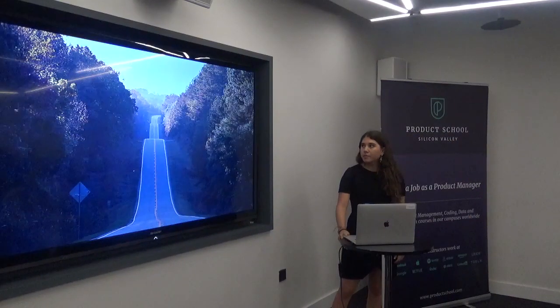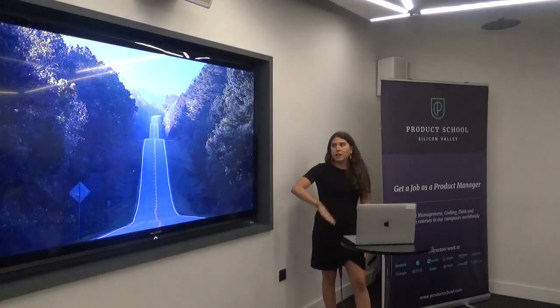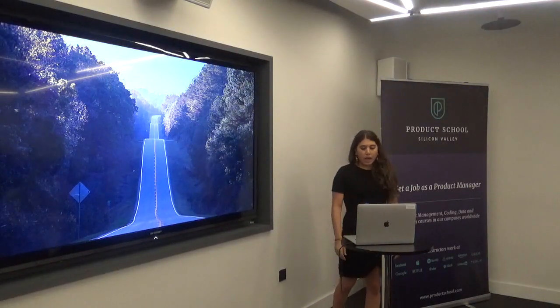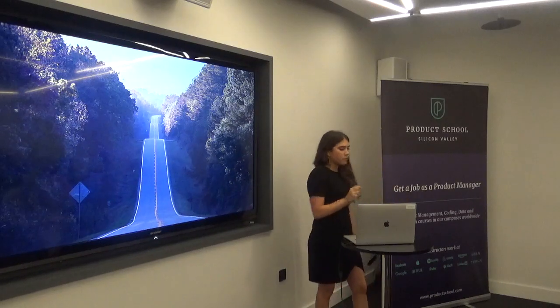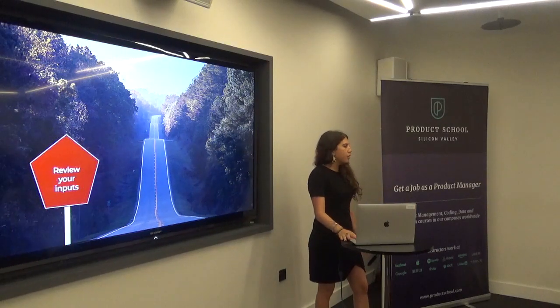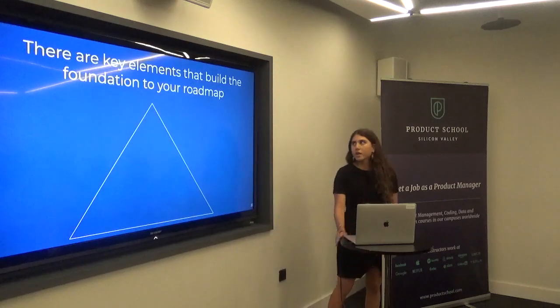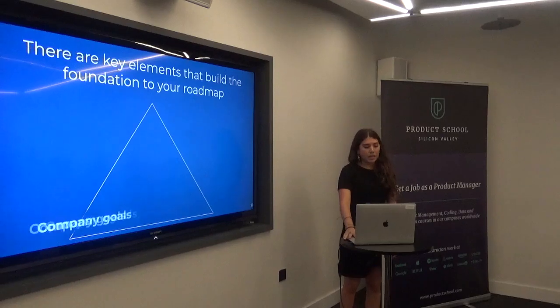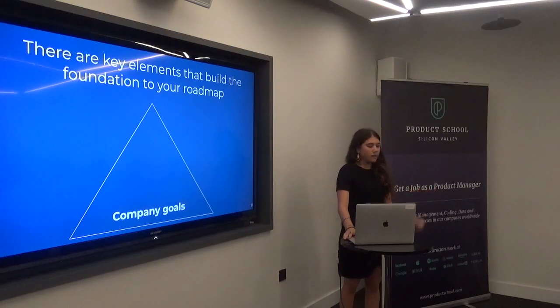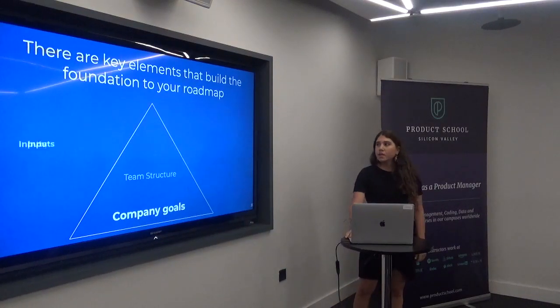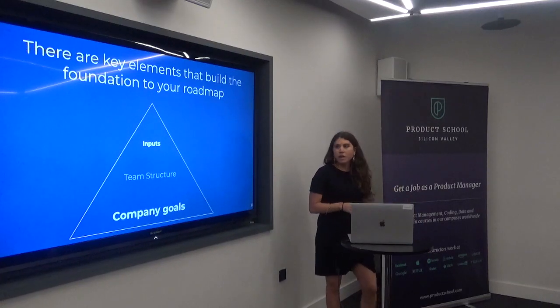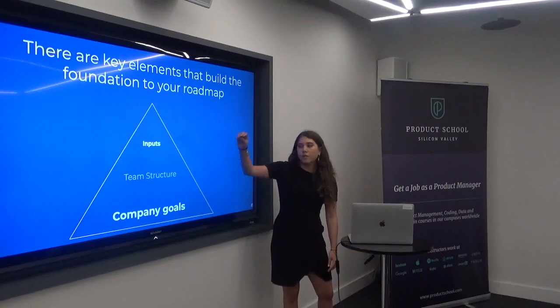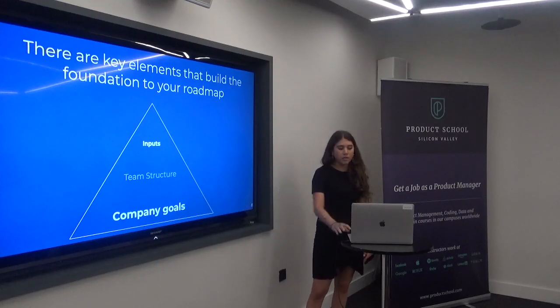So, understanding your problem. Planning a roadmap is basically a long and never-ending path. And one of the key things you need to do is review your inputs. What do I mean by that? There are key elements that build the foundations of your roadmap. That is your company goals, the direction your company is going in, your team structure, so how your team works, and your inputs. And say for today's presentation's sake, we already have our company goals defined, we already have our team structure defined. Today we're going to be focusing on inputs.